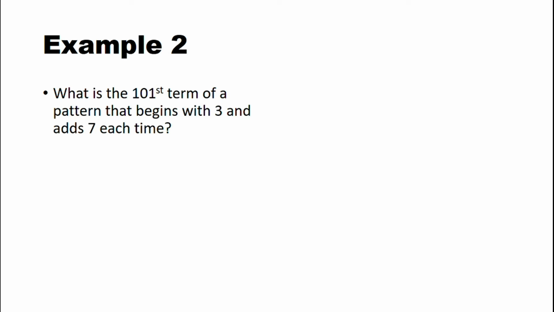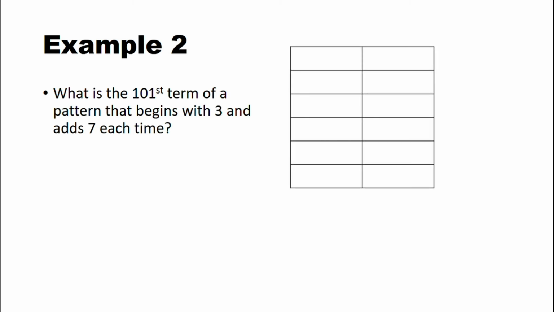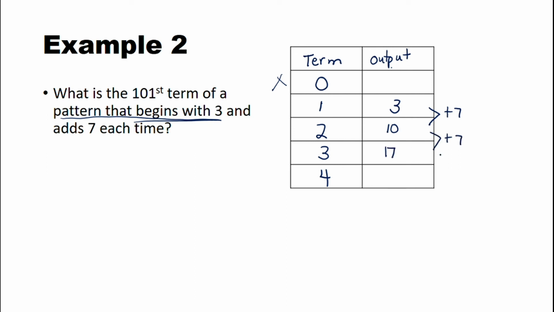Okay, so I don't have a visual, so I'm going to start with my table of values. So simply, here's term, and I'll use output again. Okay, so I'll leave term 0 there, 1, 2, 3, 4. So important that you understand here, when it says a pattern begins with 3, they do not mean term 0, they mean term 1. So it begins with 3 and adds 7 each time. So this is going to be 10, add 7, it'll be 17, add 7, and we are now at 24.